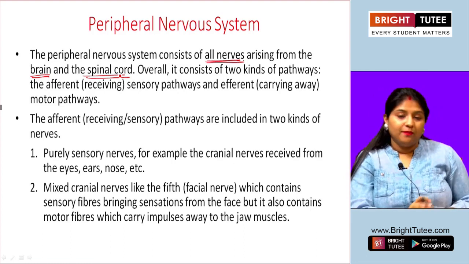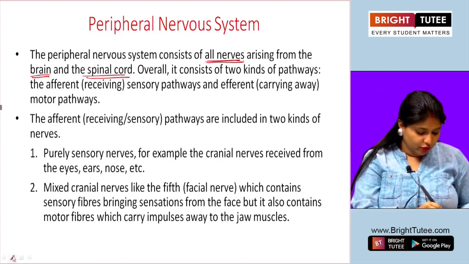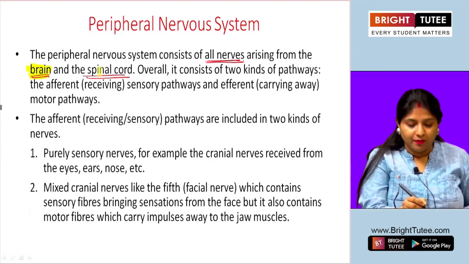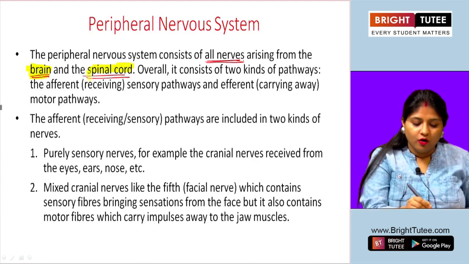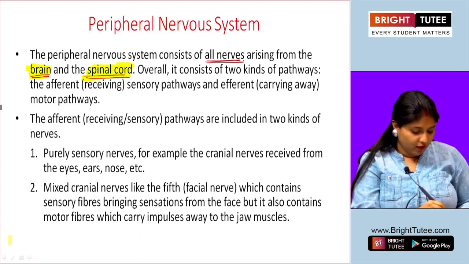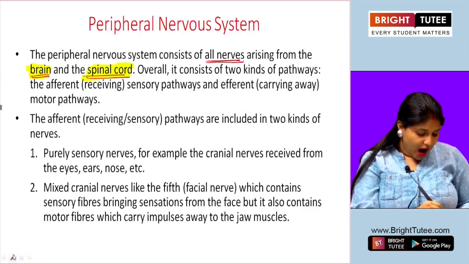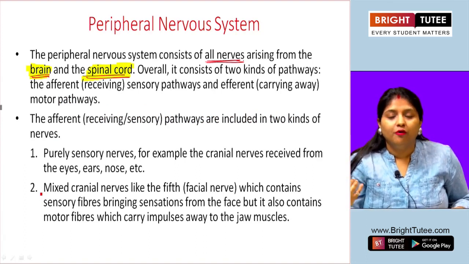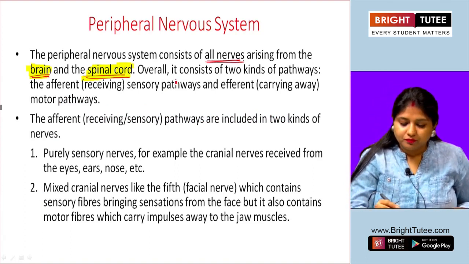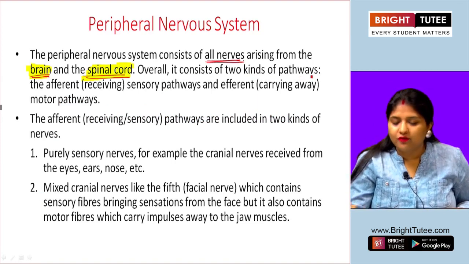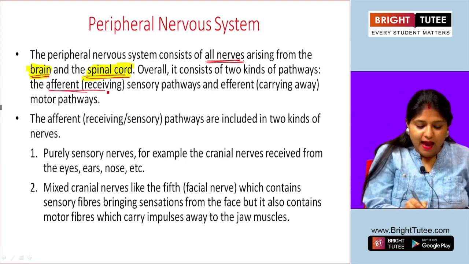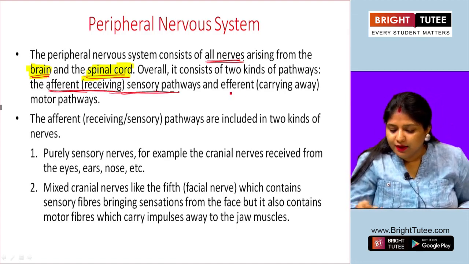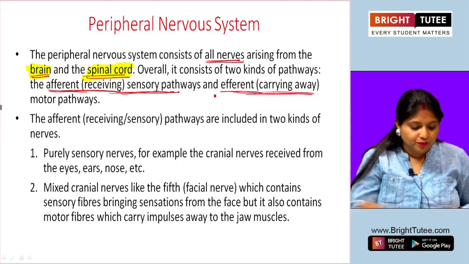So we saw there are two types of nerves basing on the origin. One was the cranial nerves that originated from the brain, and the other was the spinal nerves which originated from the spinal cord. So all of these nerves are under the control of PNS, that is the peripheral nervous system. Overall, it consists of two kinds of pathways. First is the afferent or receiving sensory pathway, and the other is the efferent, that is carrying away motor pathways.